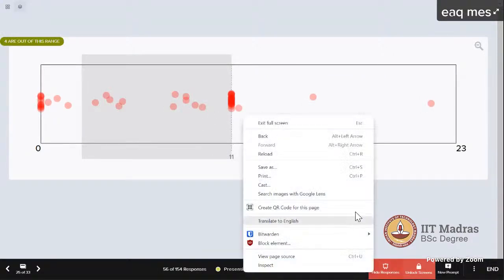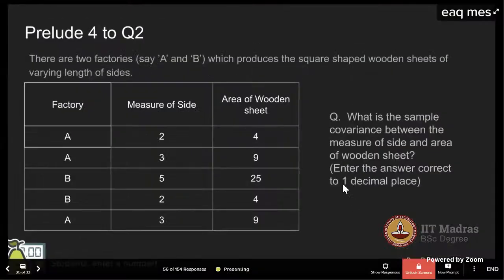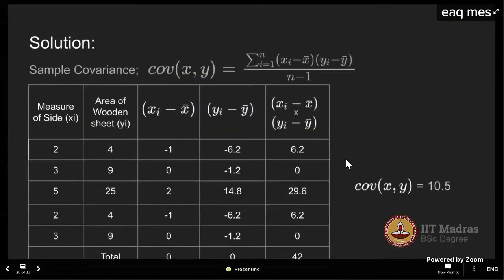Most of you have answered 0, but it won't be the case here. We have to find the value of xi minus x bar first, and then yi minus y bar, take the product of them and add them. Adding them and then dividing by n minus 1, because it's sample covariance, we get 10.5. Any doubt in this?